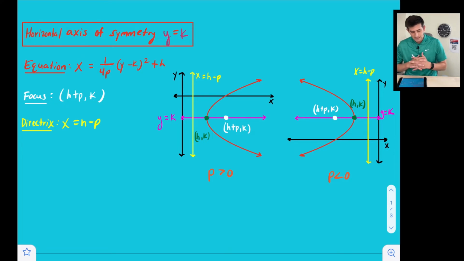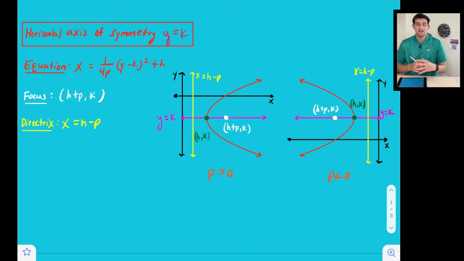So our equation is x equals 1 over 4p, and then times y minus k, quantity squared, plus h. Okay, so k and h still represent horizontal and vertical translation. They are just in a different location. So when we're looking at this equation, we've got to be careful with k.